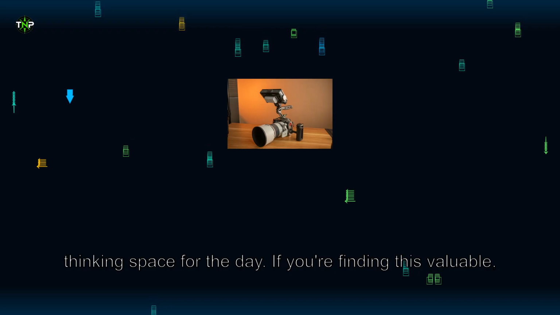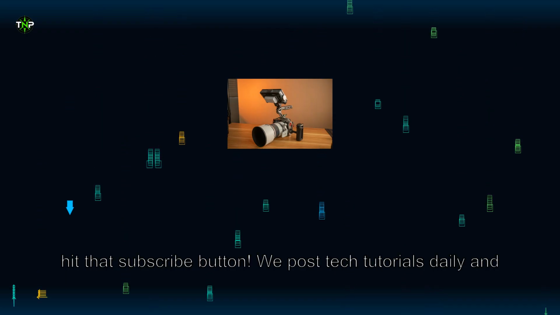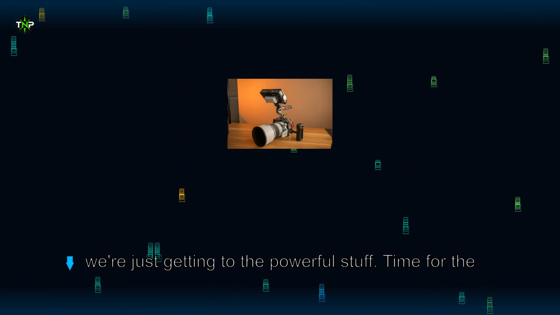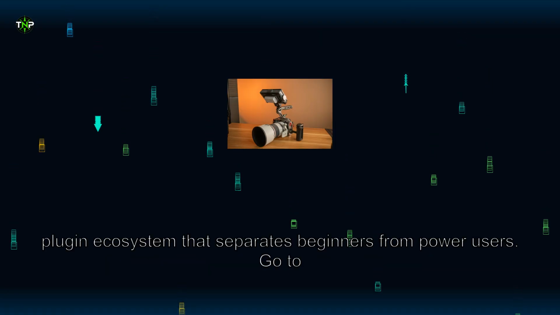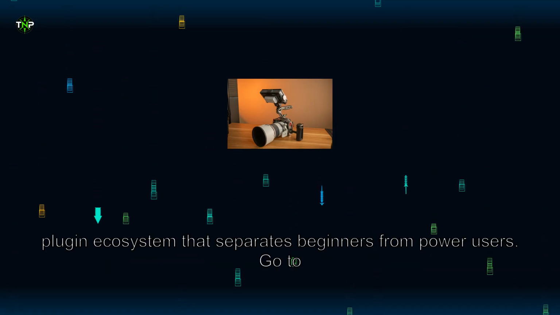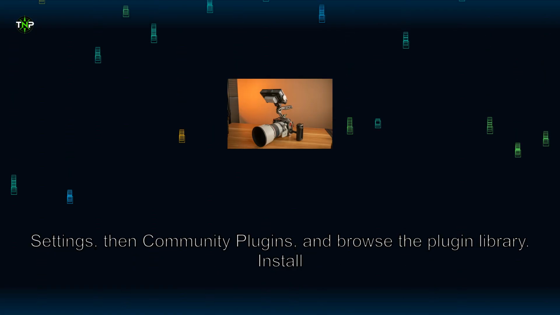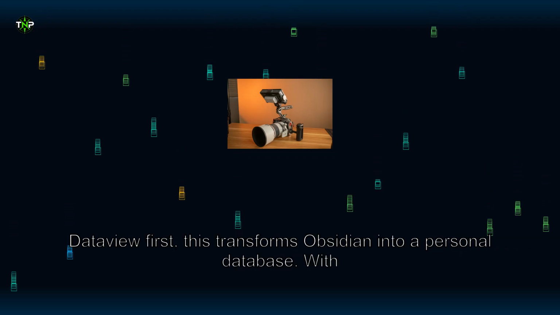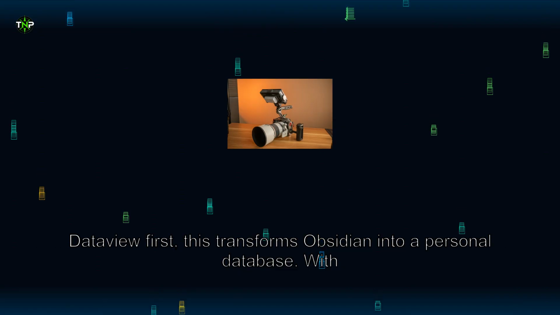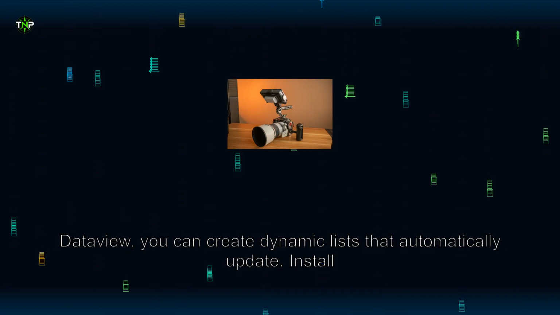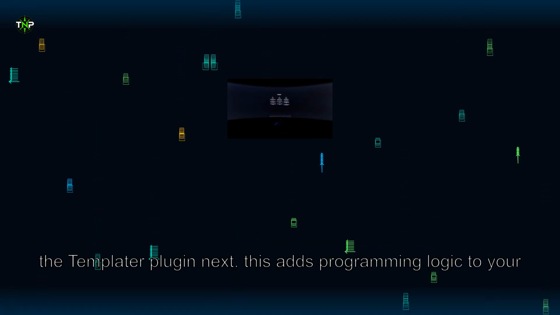Time for the plugin ecosystem that separates beginners from power users. Go to Settings, then Community Plugins, and browse the plugin library. Install DataView first. This transforms Obsidian into a personal database. With DataView, you can create dynamic lists that automatically update. Install the Templater plugin next. This adds programming logic to your templates. The Calendar plugin gives you visual navigation through your daily notes timeline.